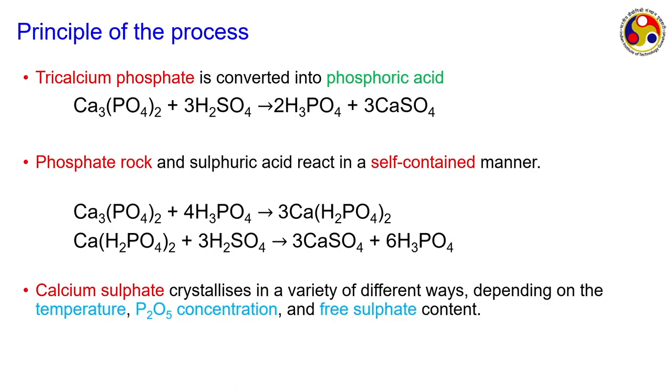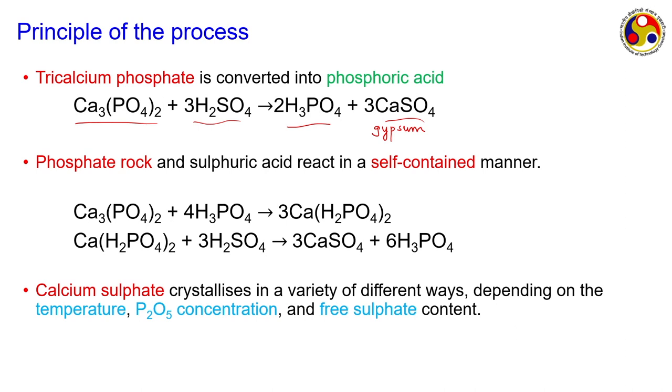What are the reactions happening? Suppose you have the ore here. This ore is made to react, or I will say the reaction may not be a good word, it may be digest. It is made to digest with sulfuric acid to form phosphoric acid and calcium sulfate. The calcium sulfate is also known as gypsum. This gypsum may be used to make plaster of Paris and other building materials. So this is also a useful product.